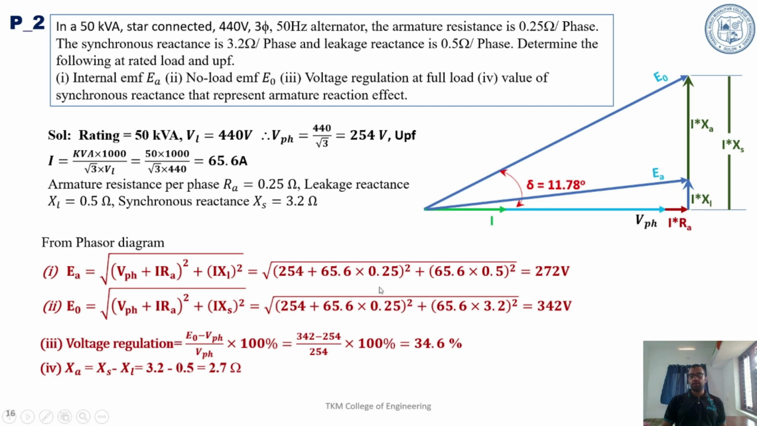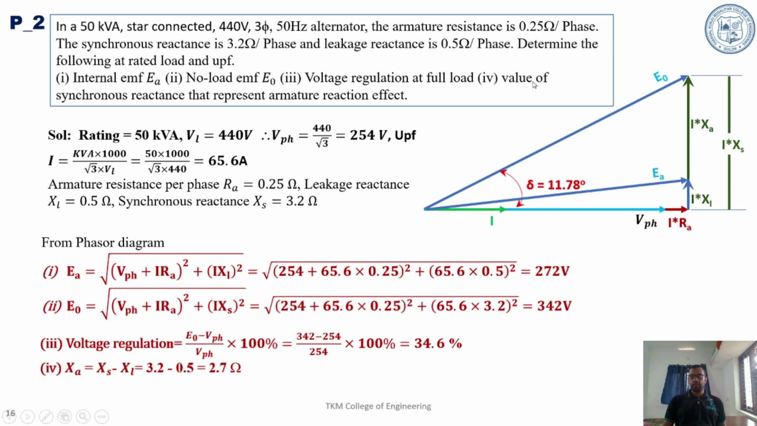Substituting the values in this expression, EA is obtained as 272 volt. Then the expression for E0 is the square root of (V plus I into RA) whole square plus (I into XS) whole square. Substituting all these values, the no load induced EMF, that is the second part, is obtained as 342 volt. Now we have E0 and V phase, so we can calculate voltage regulation. Substituting E0 and V phase in this expression, we obtain voltage regulation as 34.6%.